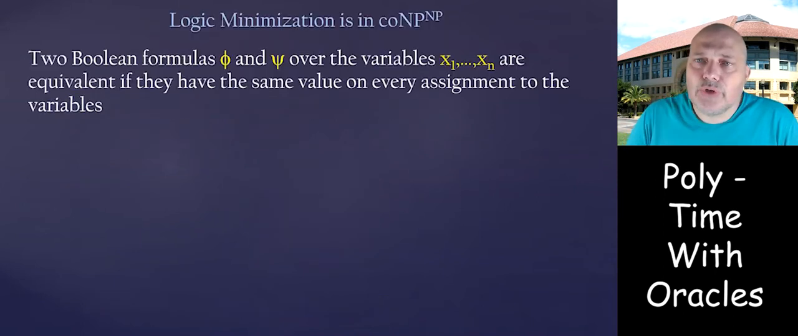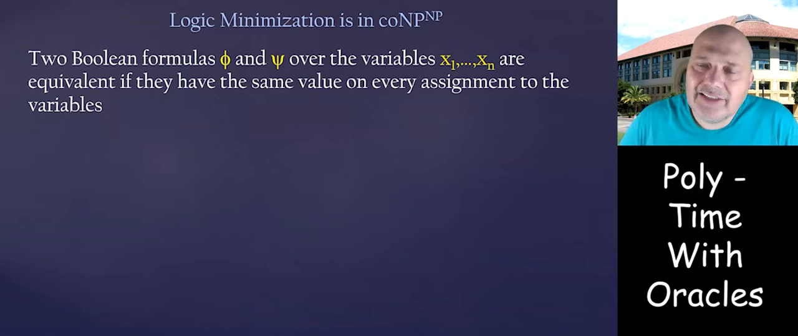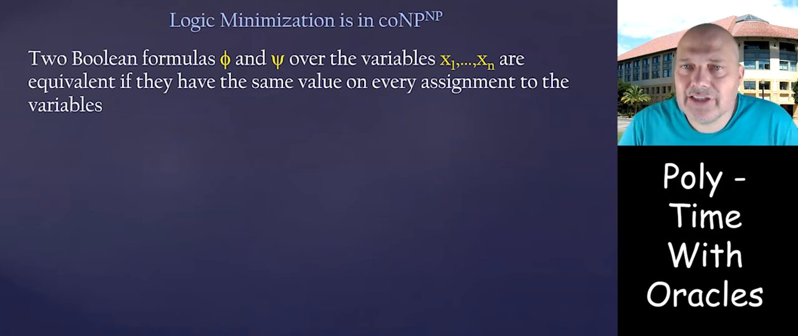I want to show you one example of a problem that exists in these. Of course, we can continue this forever: NP to the NP, NP to the NP to the NP, coNP to the NP to the NP, and so on and so forth. I want to show that at least in the low levels of this hierarchy, there are interesting problems. So I want to show that logic minimization is in coNP to the NP, and we don't know how to squeeze it below.